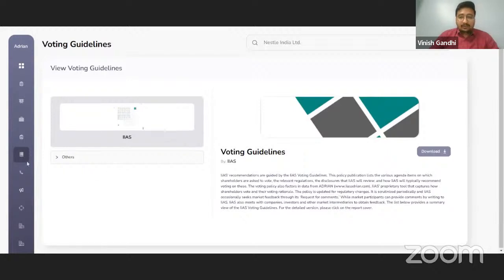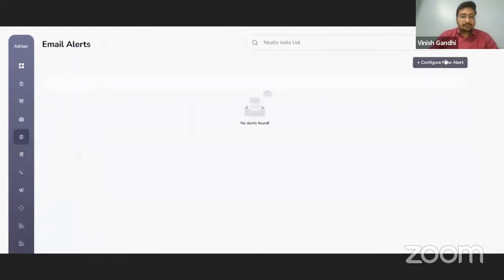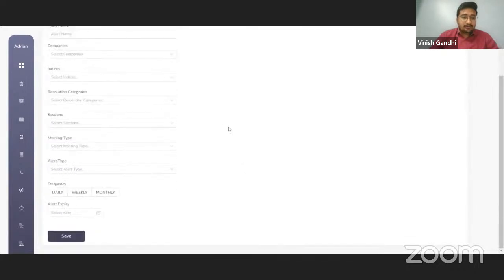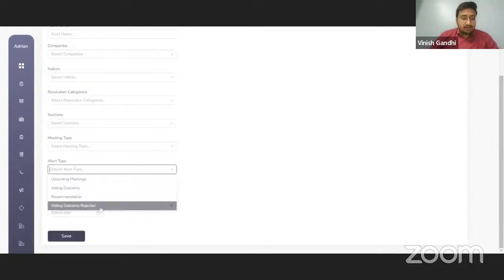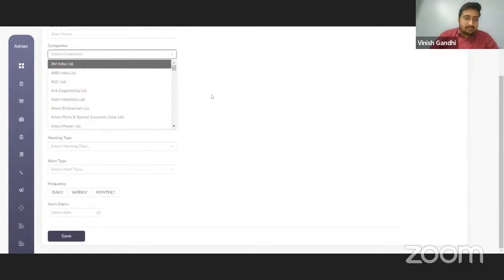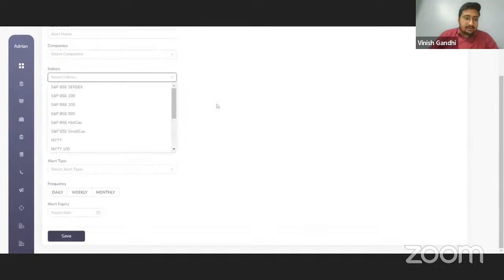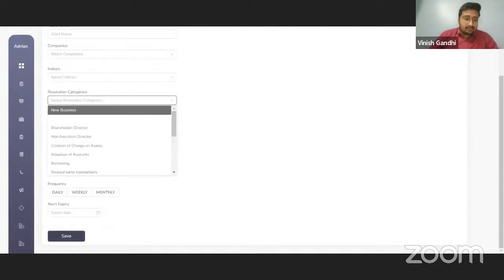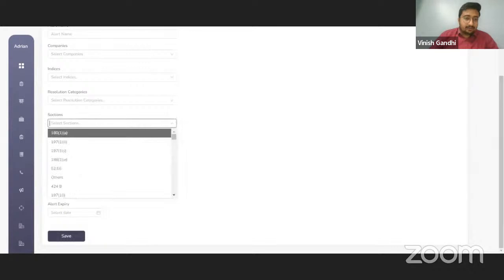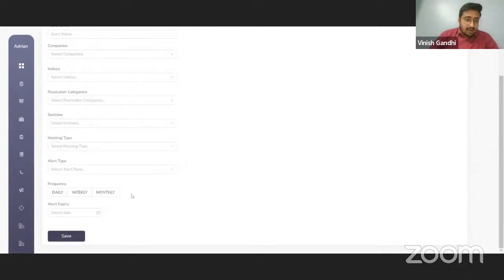Then we have something called the alerts feature, which allows you to configure 4 types of alerts. These are for upcoming meetings, for voting outcomes, for recommendation report when it's out, and one where the voting outcome is specifically rejected. So these are the 4 types of alerts you can set for any of the companies. You can select various companies from here, or you may select indices or the resolution category, a section of the Companies Act. And you can also set the frequency of these alerts, and a mail will pop up depending on the frequency you have set.